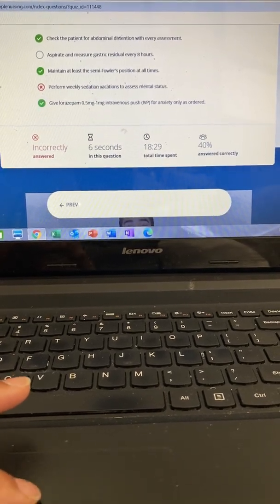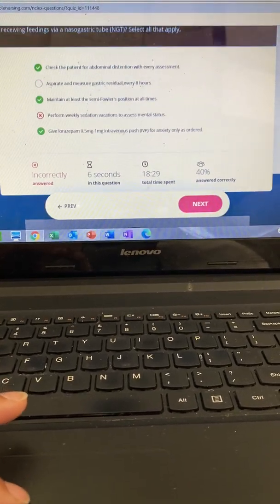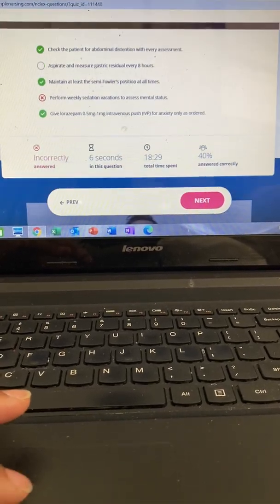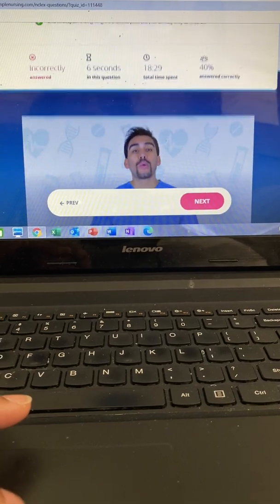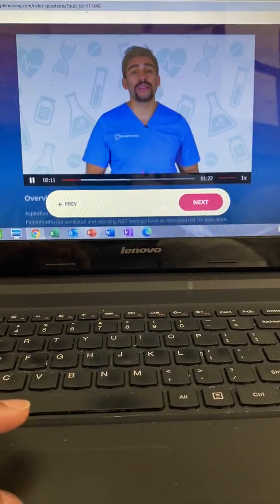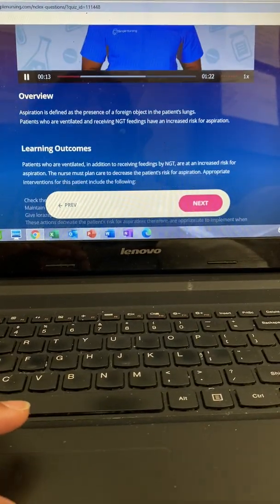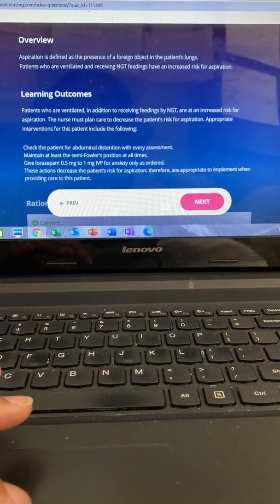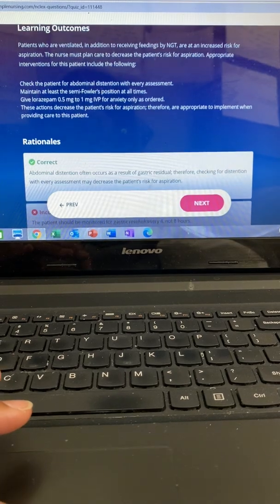Now using our 3 steps, let's break this down. This question's asking for nursing interventions to prevent aspiration, or basically breathing in secretions or breathing in food. Guys, for the key problem, patient on a ventilator who's getting an NG tube feeding or nasogastric tube feeding.